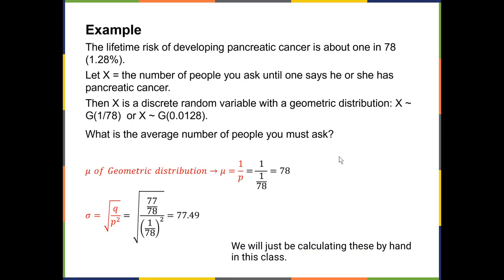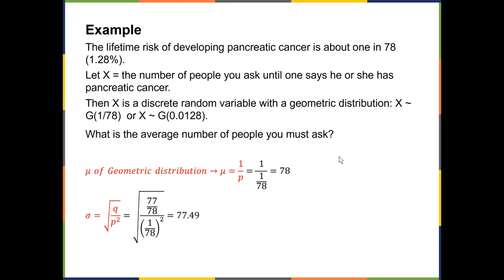Let's do one more example talking about mean and a little bit about standard deviation. We're not going to be using those too much. Mean, we will. Standard deviation, not too much right now. The lifetime risk of developing pancreatic cancer is about 1 in 78. And that is equal to about 1.28%. Let X equal the number of people you ask until one says he or she has pancreatic cancer. Then X is a discrete random variable with a geometric distribution, right?